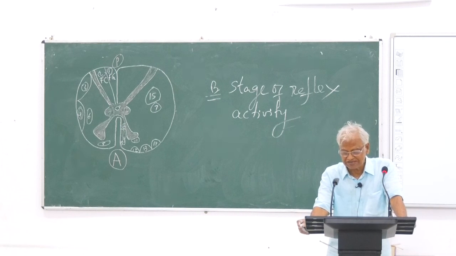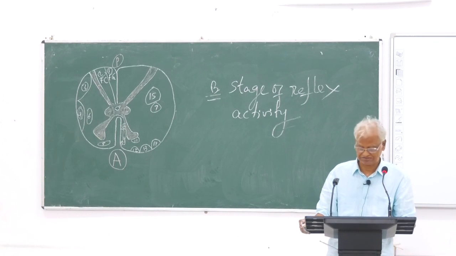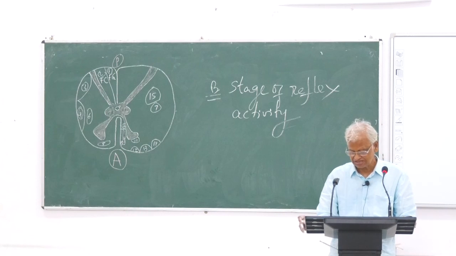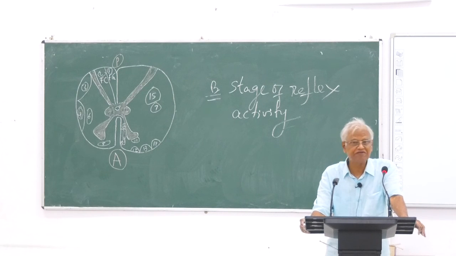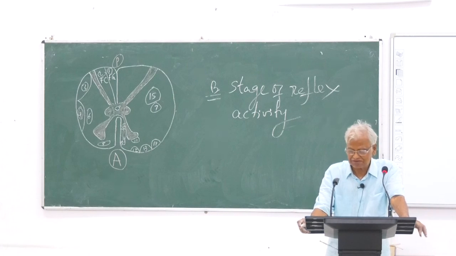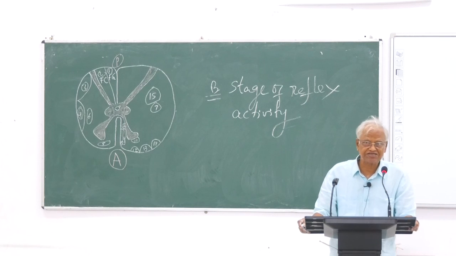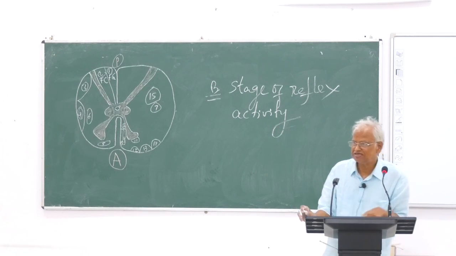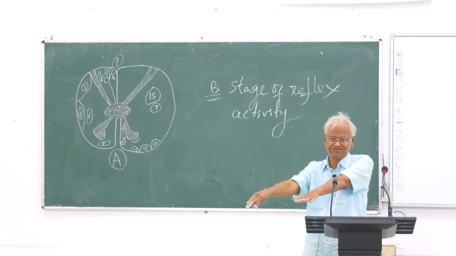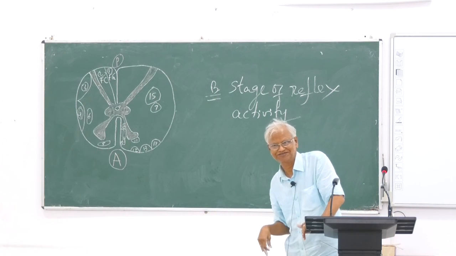And number 7, mass reflex appears. So number 1, muscle tone reappears. Number 2, muscles regain strength. Number 3, reflexes come back. Number 4, BP begins to rise. Number 5, stage of paraplegia in flexion. Paraplegia but in flexion, not in extension. The legs will remain flexed.